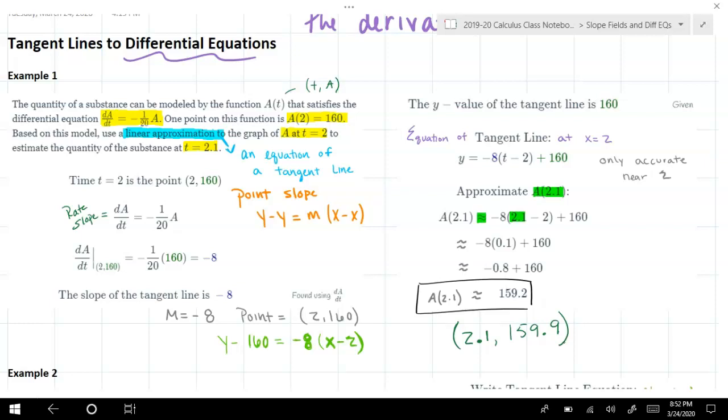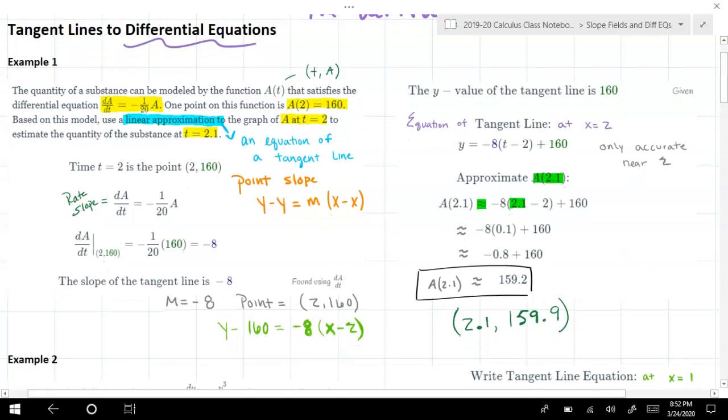Notice how the y values are close. We went from 160 to 159.2. It only changed by a small amount. That should almost always be true. You can use that as a way to check yourself that your y value stayed close as you change your x value a small amount.